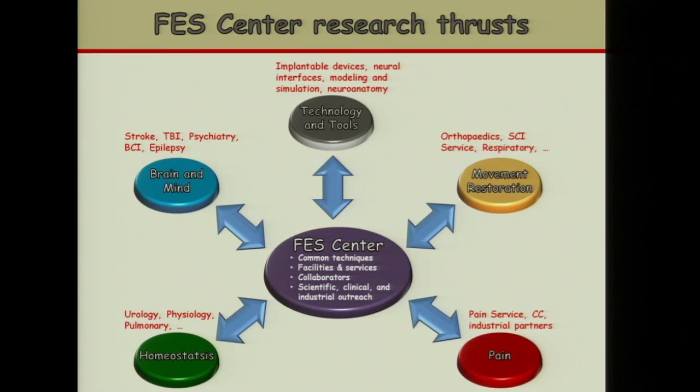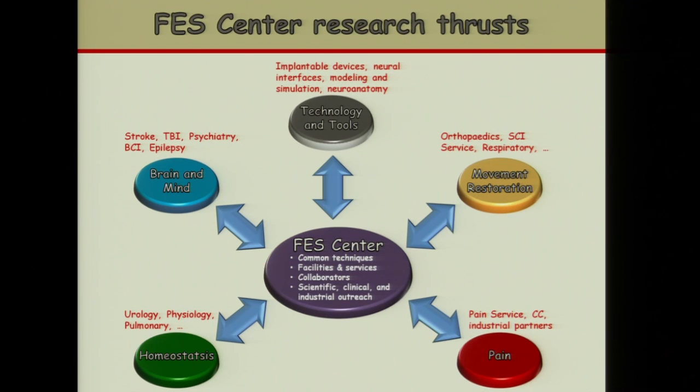Okay. So this is our plan moving forward. It's been evolving over the past couple of years, but this is what we're going to lay out in our proposal, which is due in February, so it's pretty far advanced by now. With the FES Center kind of at the hub here, we have 5 thrust areas. Technology and tools involves things like electrical stimulation technology, electrodes, but it also involves things like modeling and simulation.